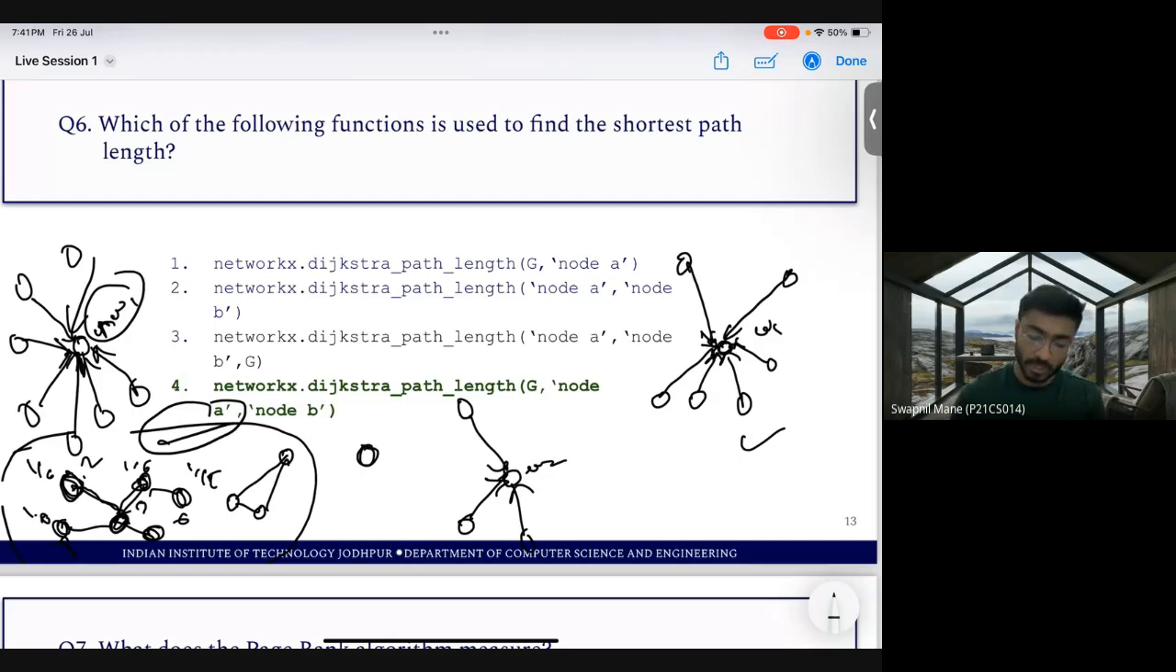This is component 1, component 2. Suppose you are random surfing from this node to this node, but it will get stuck on this particular network, right? So they have added a damping factor. Maybe there is another thing.